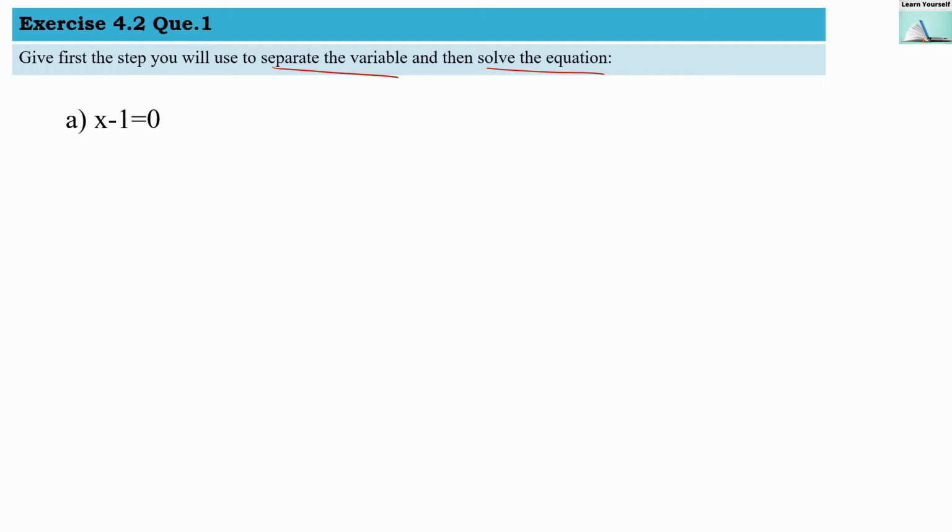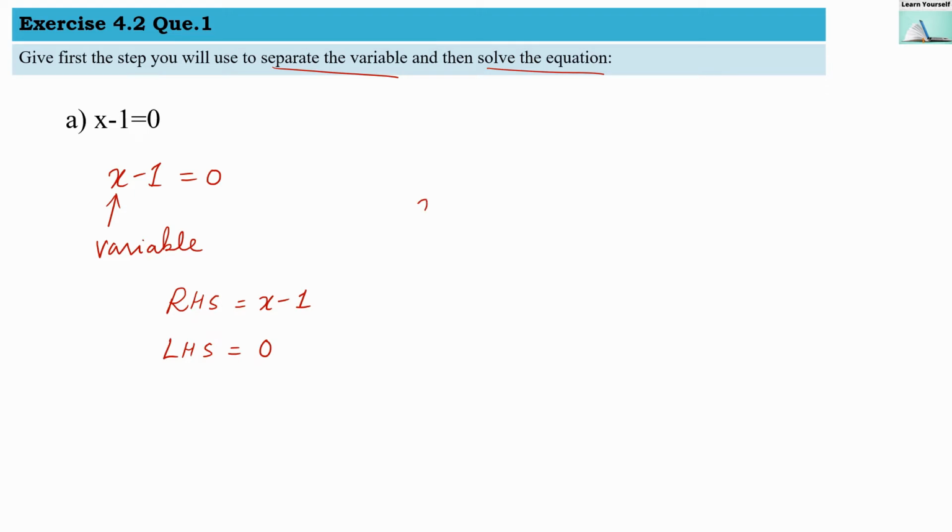So here we have to perform two steps. In first step, we have to separate the variable and then we have to solve the equation. In this equation, x minus 1 equals to 0, x is the variable, where 1 is the number and 0 is also the number. Now in this equation, we have two sides, RHS, that is x minus 1, and LHS, that is equals to 0.